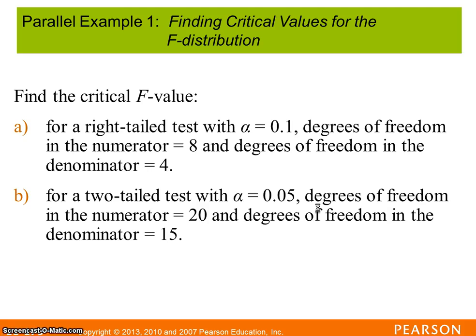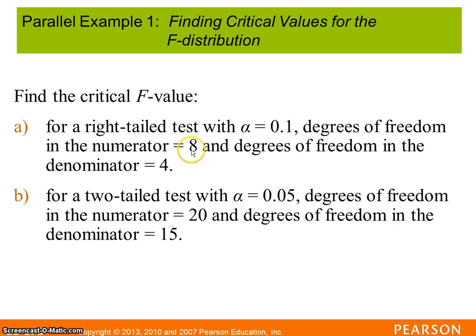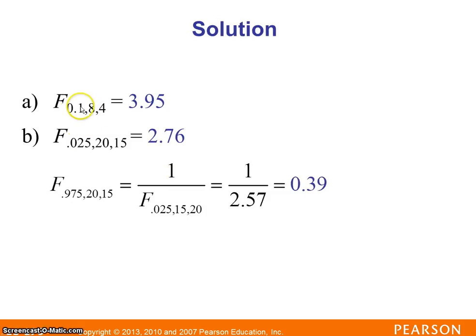So let's look at an example here. Let's say for a right-tailed test with alpha equals 0.1, the degrees of freedom in the numerator are 8, and the degrees of freedom in the denominator are 4. And then let's say we want to do two-tailed tests. Let's look at this right-tailed test first. In this example, the alpha is 0.05, the DFN is 8, and the DFD is 4. Again, you just look that up in the table. There's an example of that on page 569 in your book, and that would correspond to an F value of about 3.95.